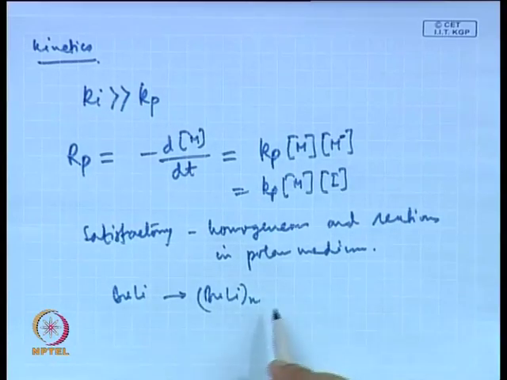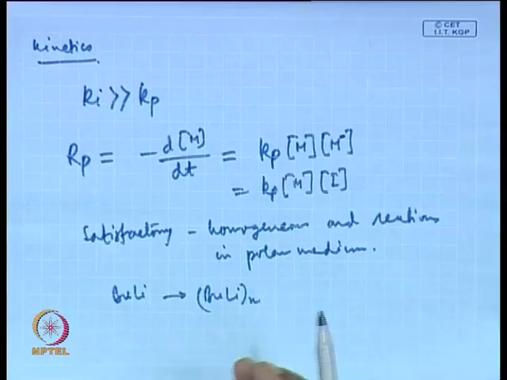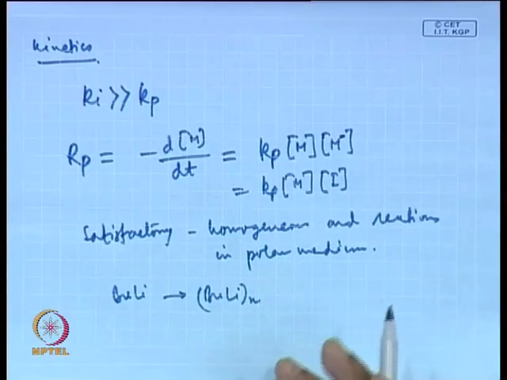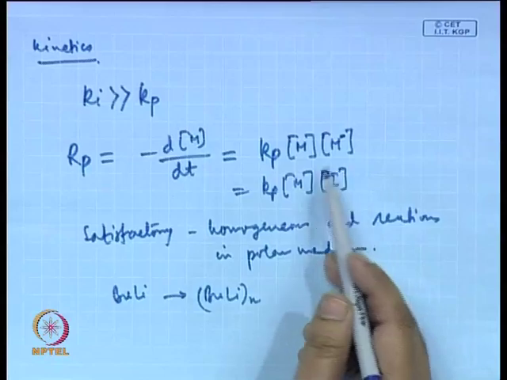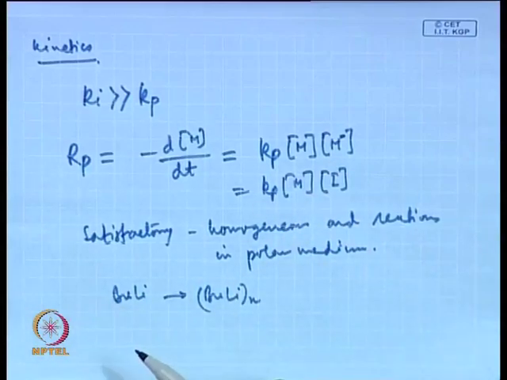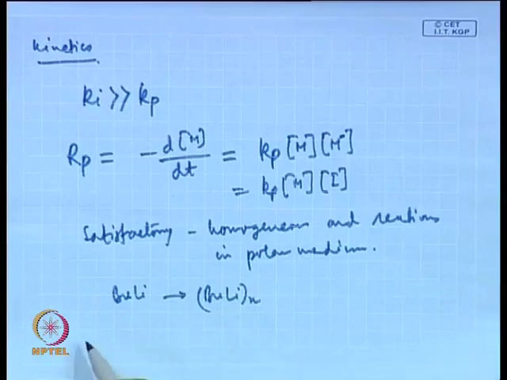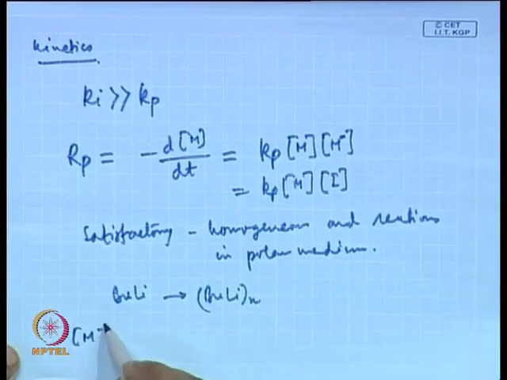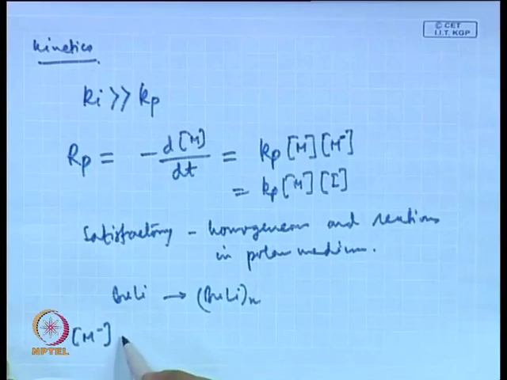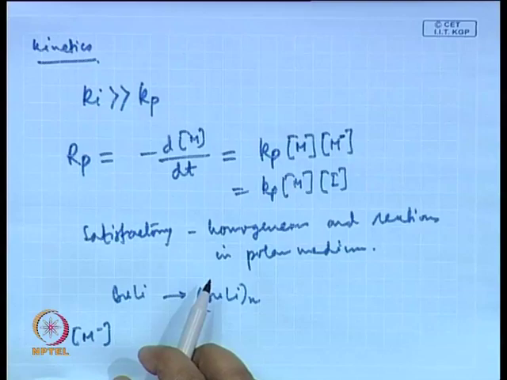And as you can visualize or explain, because there is no termination reaction and the generation of initiator, or the initiation, is much faster, the concentration of these anionic species is much higher than in a radical polymerization.